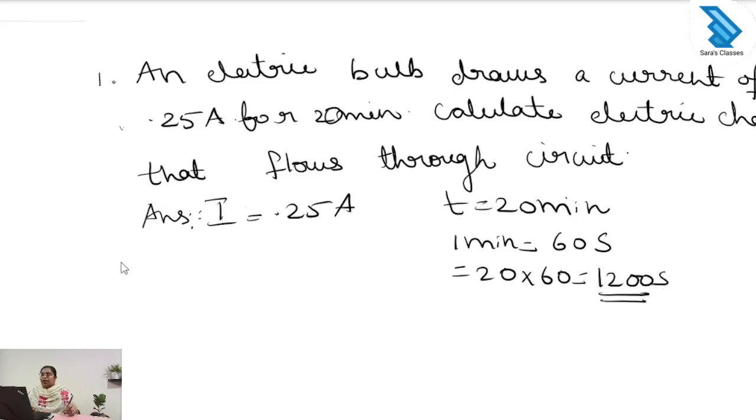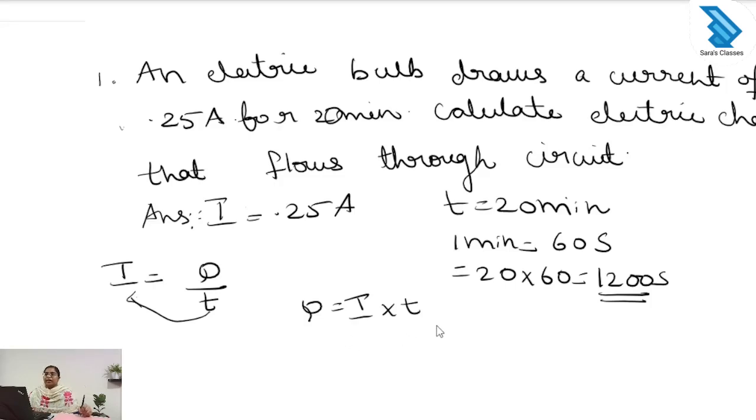Next we have to find the charge. We know the relation between the current, charge and time is I is equal to Q divided by T. Here we have to find Q, so we cross multiply. We will get Q is equal to I into T.